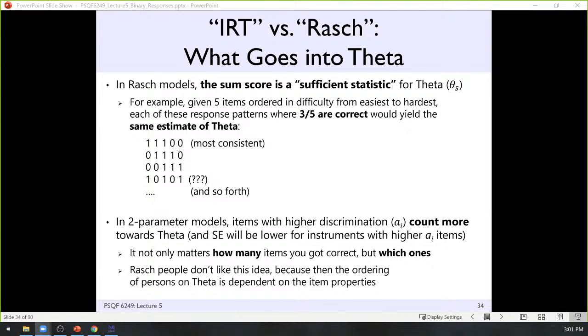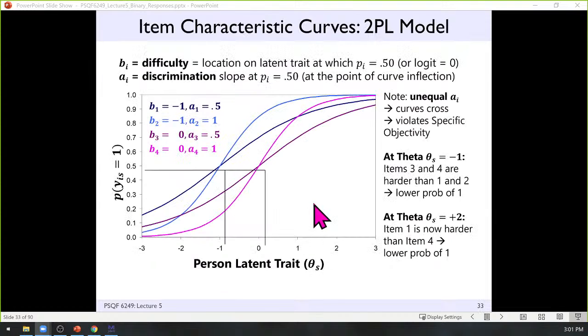Can I give an example, like a real life trait and items that would switch up like this based on the trait level? It's hard to do so because I think of these curves crossing as just a natural consequence of the fact that they are not equal.